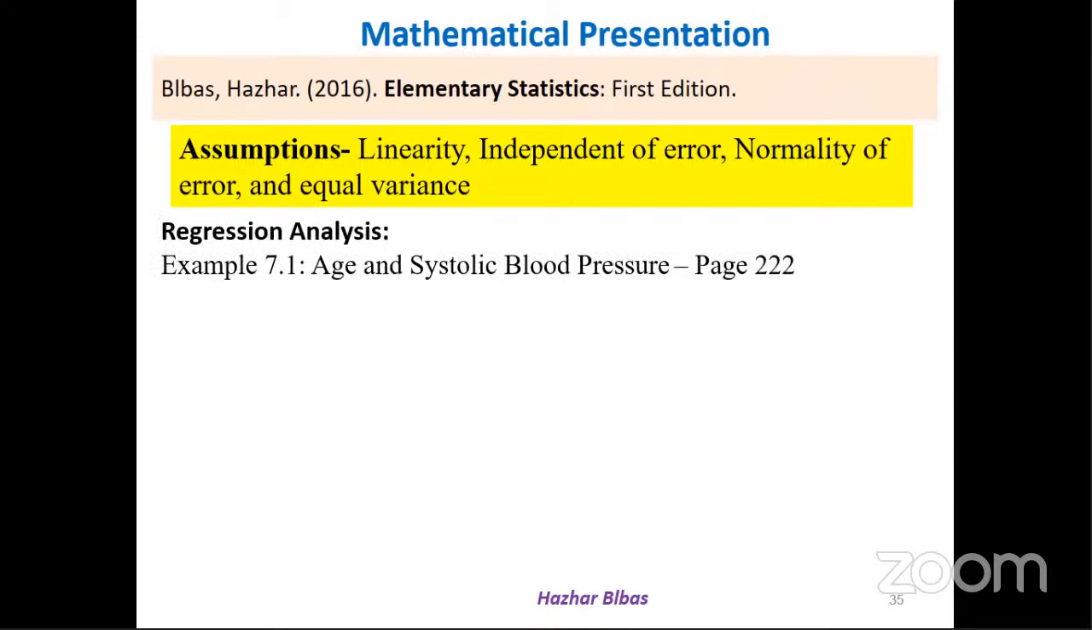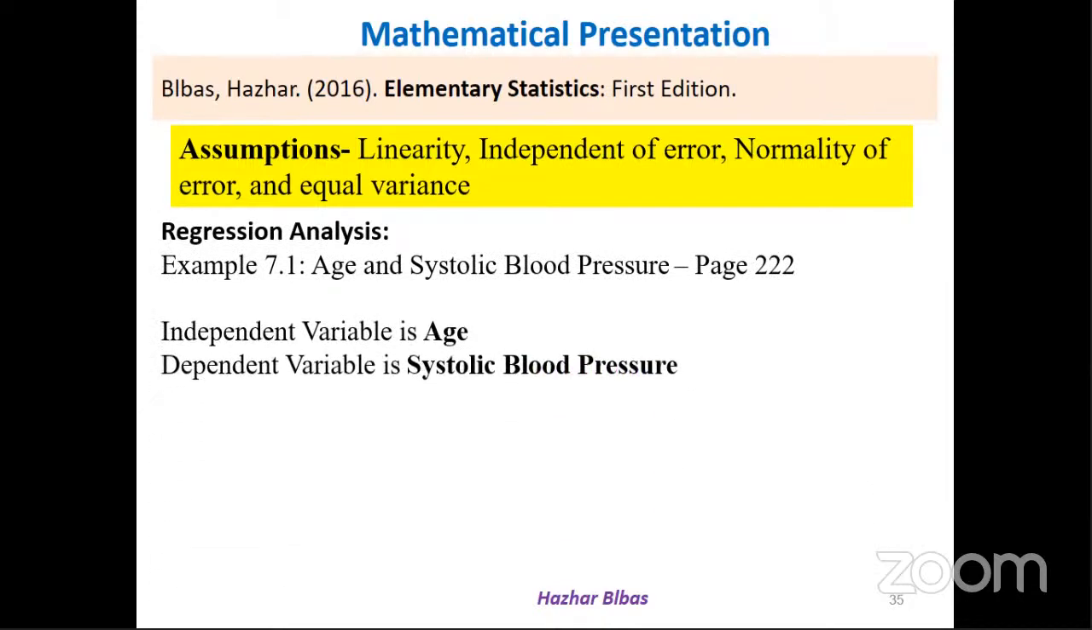Age and systolic blood pressure. Age is an independent variable. Systolic blood pressure is a dependent variable. It's really important to know which one is the independent and which one is the dependent variable. The independent variable is always going to impact the dependent variable. If we do all the calculation here and get this info, systolic blood pressure equals 81.29 plus 1.63 age.